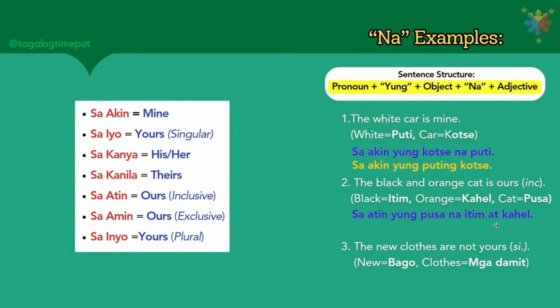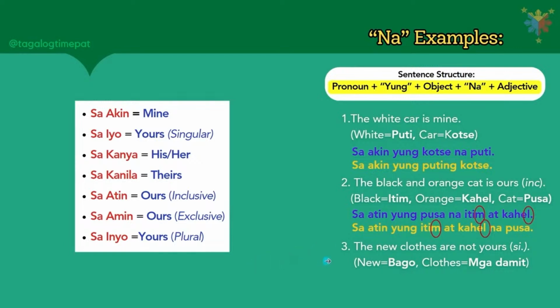Remember to say and if you have more than one adjective, it's just the word at. That means and. Now, the alternative way to say this would be, sa atin yung itim at kahel na pusa. So na is still there because itim and kahel end with a consonant. There's nothing to make a contraction for. So sa atin yung itim at kahel na pusa.